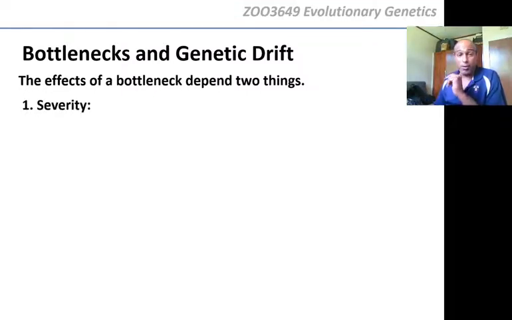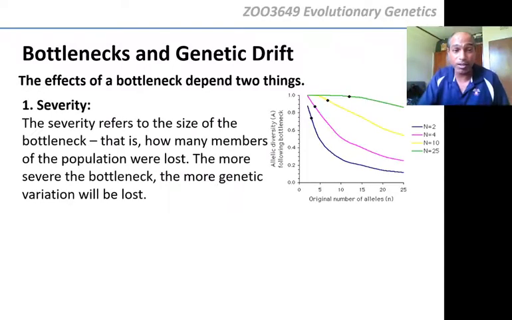So the severity of the bottleneck, okay? How big was the contraction from a big population size to a small size? How severe was the contraction? So if it goes from say 100,000 to 10, that's a huge bottleneck, and a very severe bottleneck. But if it goes from 1,000 to 500, that is a bottleneck, but it's not so severe, okay? It should not reduce as much diversity as going from 10,000 to 10. That will reduce a lot of genetic diversity, okay?